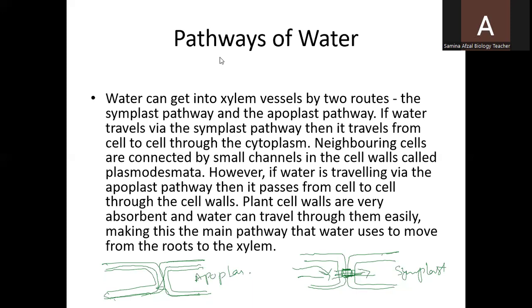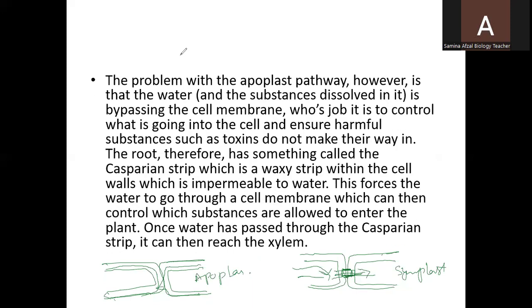But there is a problem with the apoplast pathway: the water is bypassing the cell membrane. It is directly passing through the cell wall, with no connection with the cell membrane. The cell membrane's job is to control what is going into the cell and ensure harmful substances such as toxins do not make their way in. Cell membrane controls the traffic. So when the cell membrane is not involved in the movement of water, toxins can also enter the cell, because only the cell membrane acts as a barrier to control the traffic. That can be harmful for the cell.